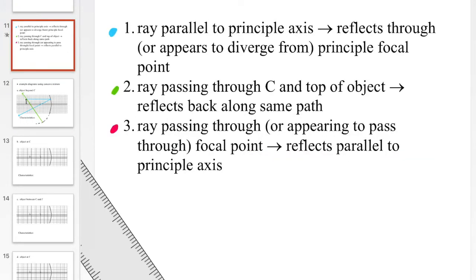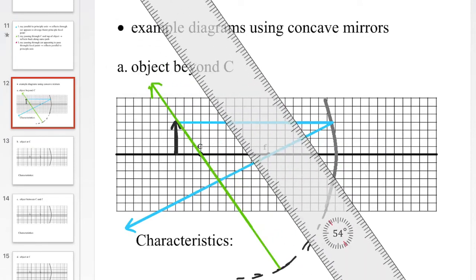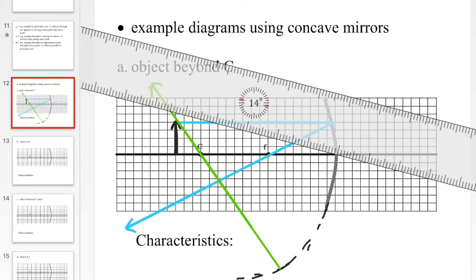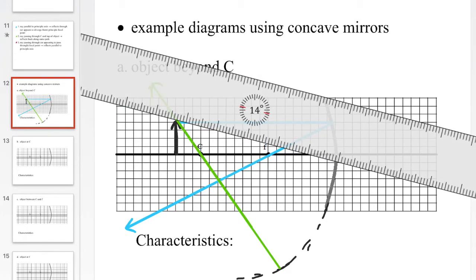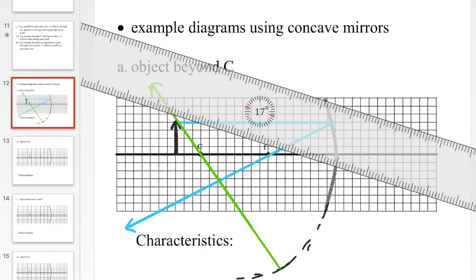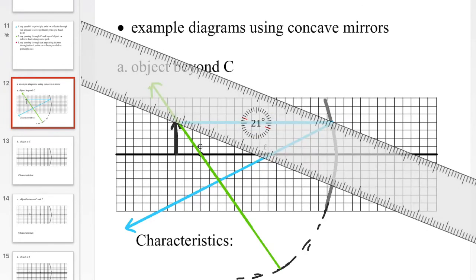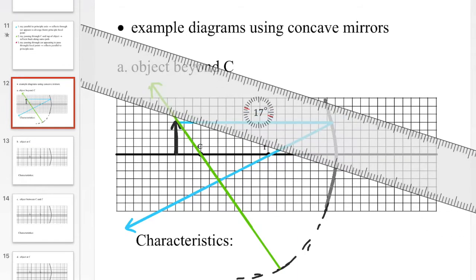And then thirdly, we have the ray that passes through, or appears to pass through, the focal point and reflects parallel to the principal axis. Okay, so in this case, we are going to go through the focal point. So we have, again, we're just going to draw from the top of the object again. And this guy's going to go through the focal point. If I can line it up properly.